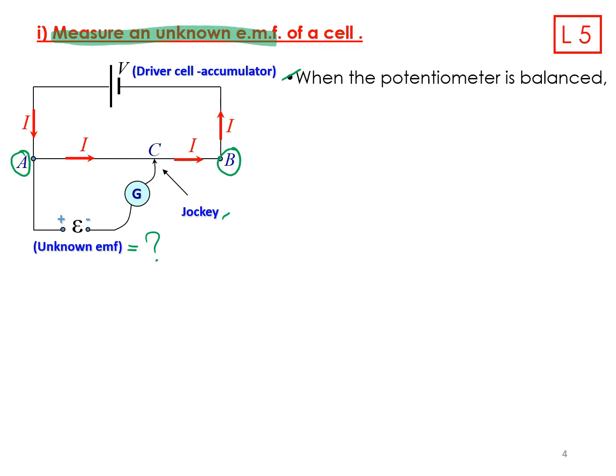Look at the basic concept of the potentiometer. Once your potentiometer is in balance, your current across the galvanometer is equal to 0. So it means there is no current that can pass through the lower circuit, the lower circuit.